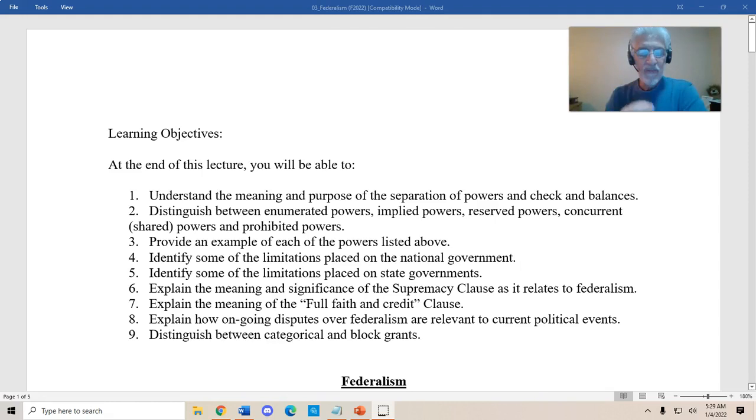You'll also be able to explain the meaning of the full faith and credit clause, and you'll see the significance that it's played in our lives recently. You'll explain how ongoing disputes over federalism are relevant to current political events, and they are. They really are, which is why I think that federalism winds up being a more interesting topic than students realize at the beginning. And lastly, you'll be able to explain the difference between categorical grants and block grants.